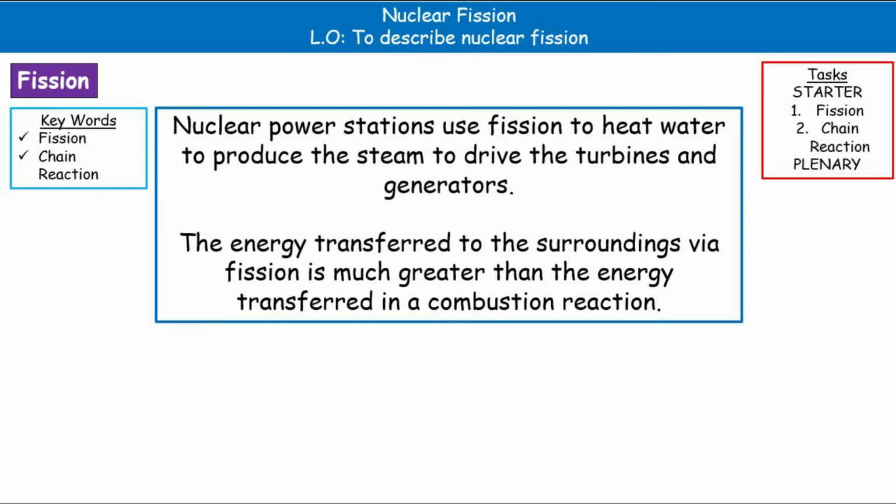What we do find is that the energy that's transferred to the surroundings via fission is much greater than the energy we would transfer in a combustion reaction. So this is why a lot of governments are looking at using nuclear power versus the fossil fuel power stations, because fossil fuel, so the coal, the oil, the natural gas, all of those rely on a combustion reaction. So when we burn them, we actually release a much lower amount of energy to the surroundings than we do through a fission reaction. So by using nuclear power stations, we can actually generate a lot more electricity using the same amount of fuel.